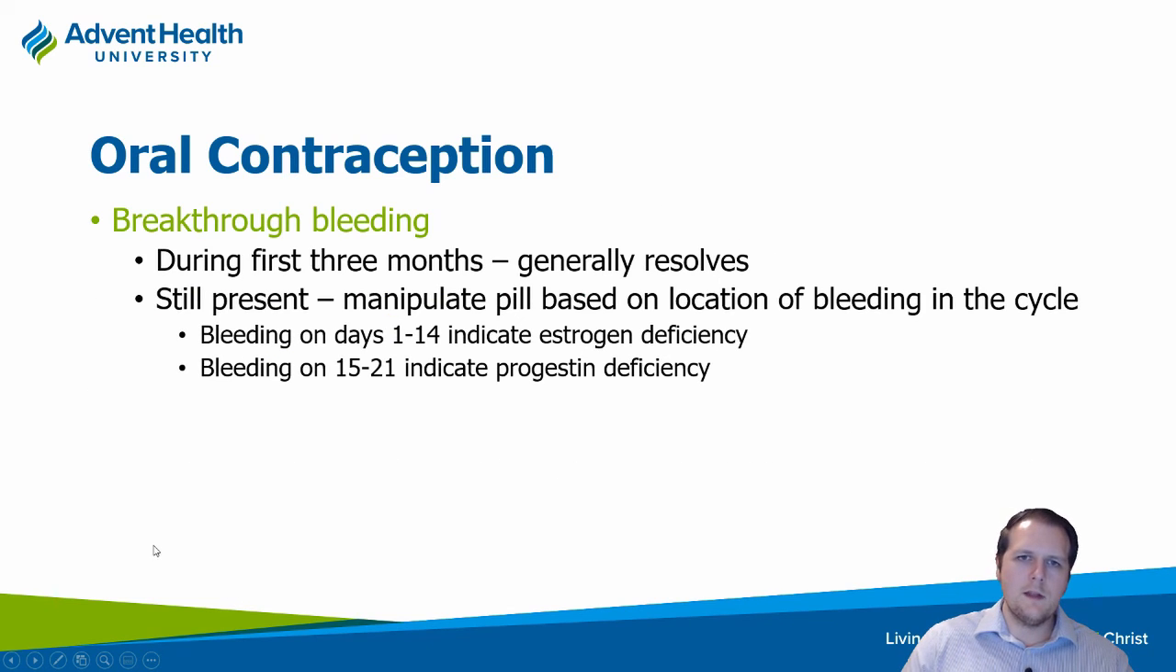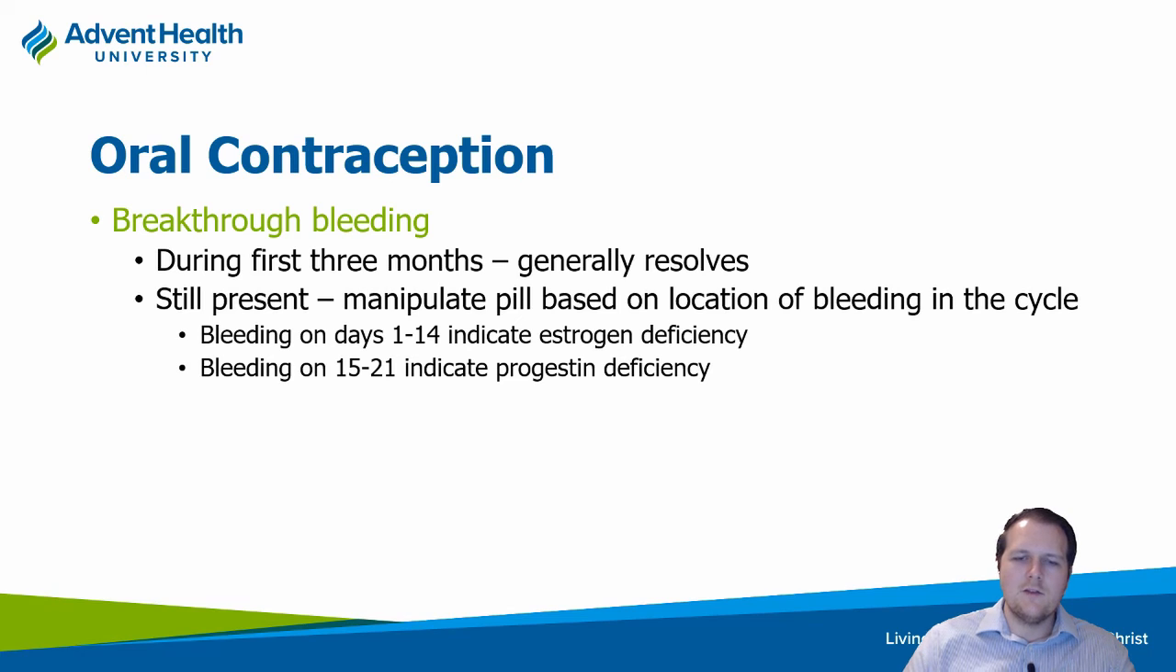In terms of breakthrough bleeding, if it's during the first 3 months, it takes time for the body to get used to this new kind of normal in terms of hormonal effects. So this generally resolves over that time frame. If it's still present, it may be related to the dose of medication given at a certain part of the cycle. So for instance, if it's bleeding in the first 2 weeks or so, it's usually going to be related to an estrogen deficiency.